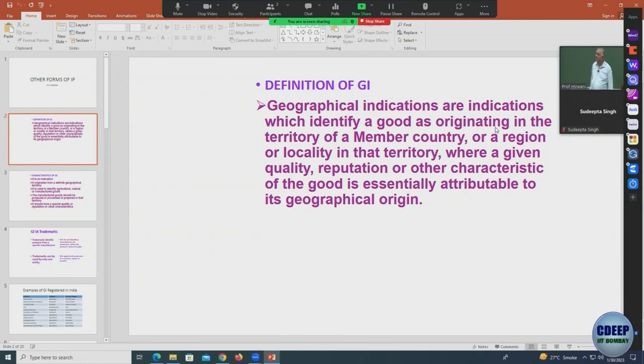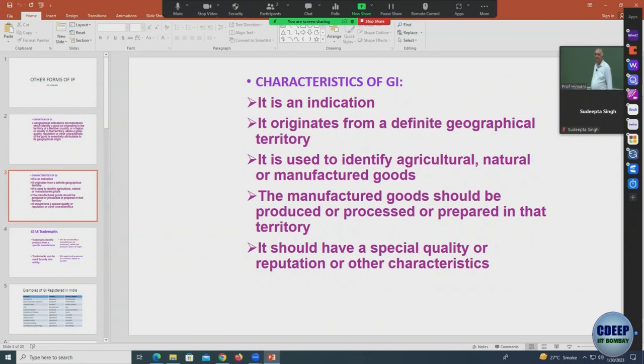And again, a geographical indication is an indication that originates from a definite geographical territory and identifies agricultural, natural or manufactured goods. The manufactured goods should be produced or processed or prepared in that territory. It should have a special quality or reputation or other characteristics.